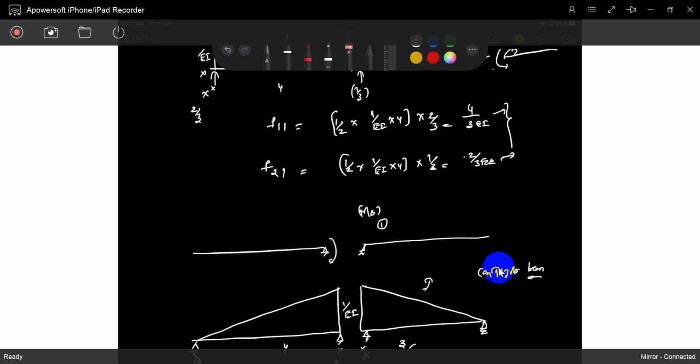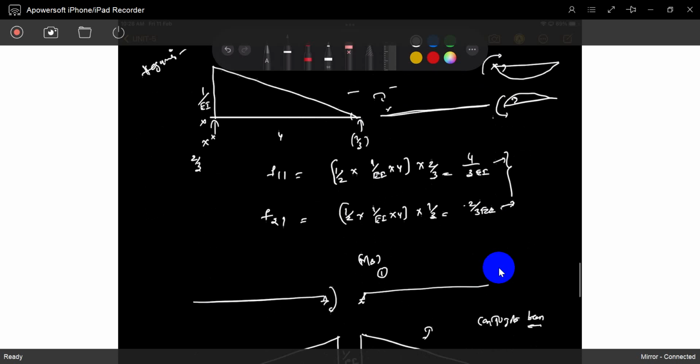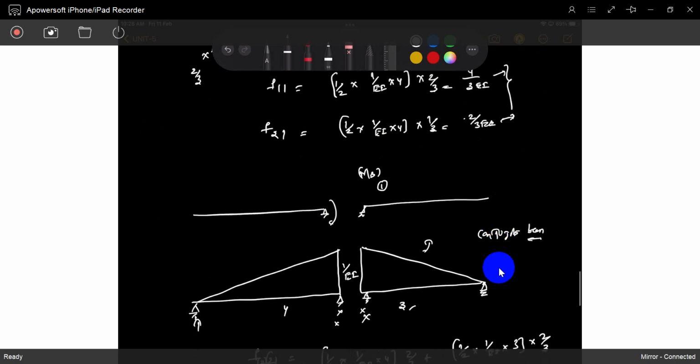These are the hogging moments. Okay, hogging or sagging, one minute, I confuse it. These are the hogging. If you take these as hogging, and here also if you take hogging, hogging, hogging as a positive.